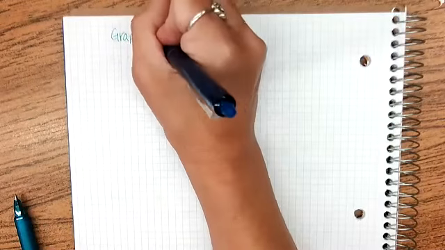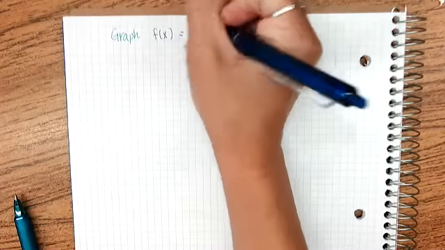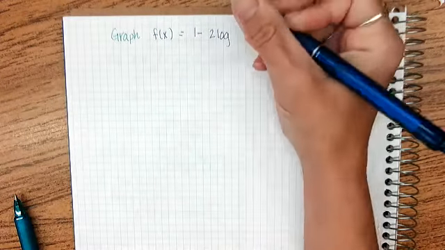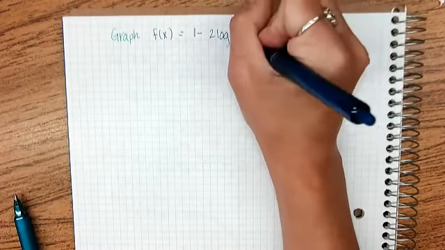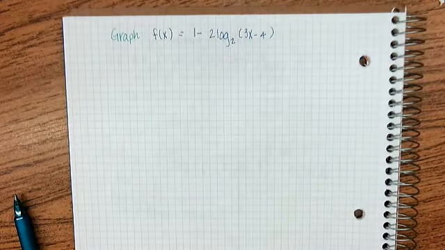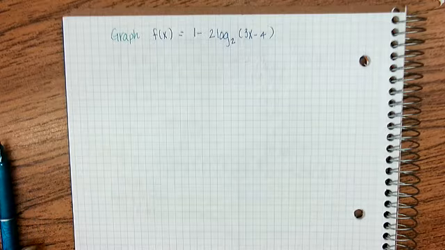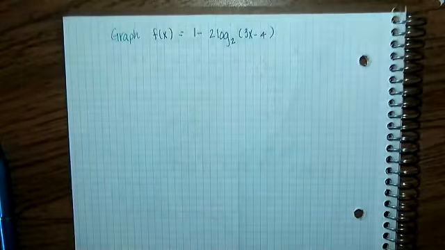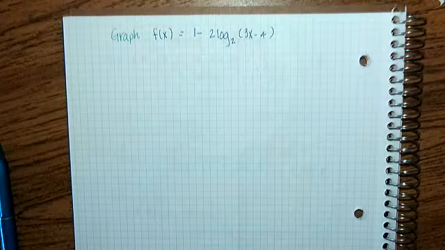Use a darker color. So let's graph f of x equals 1 minus 2 log base 2 of 3x minus 4. I'm sticking with base 2, it's just easier to work with. You're going to determine the shift exactly the same way as if it were a parabola or if it was a root function.